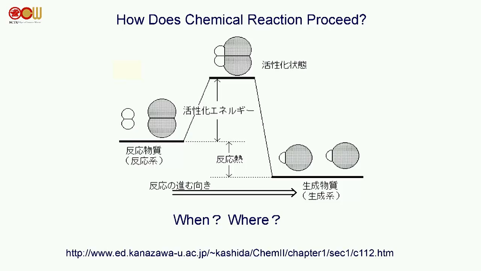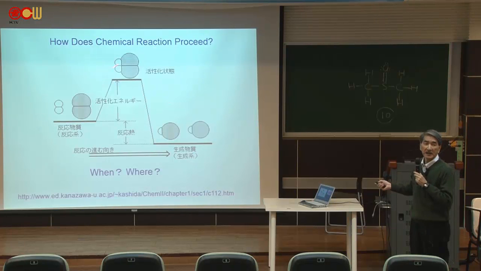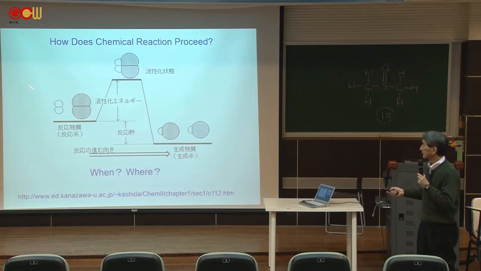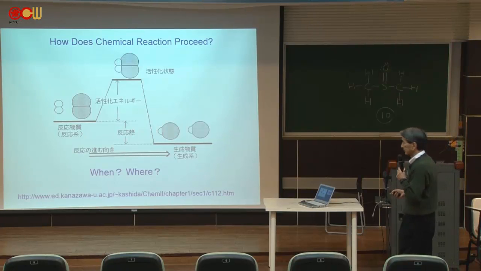Next example, here I show you how a chemical reaction proceeds. You know, from the starting molecule to the product molecule, you have some excited state. So we want to know what happens here. The usual thing that we see here, but we rarely see here. So when and where this reaction actually proceeds.